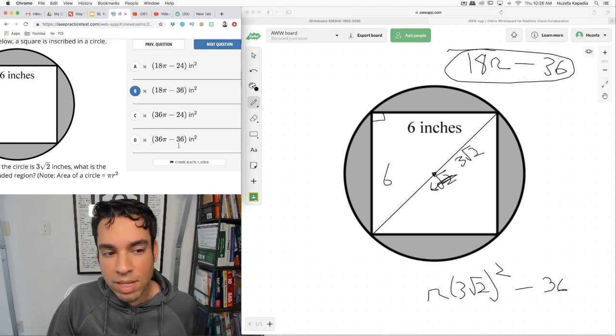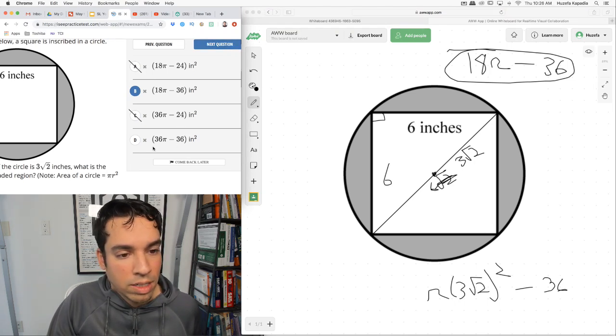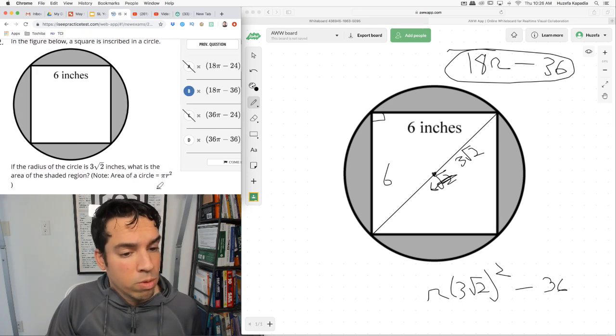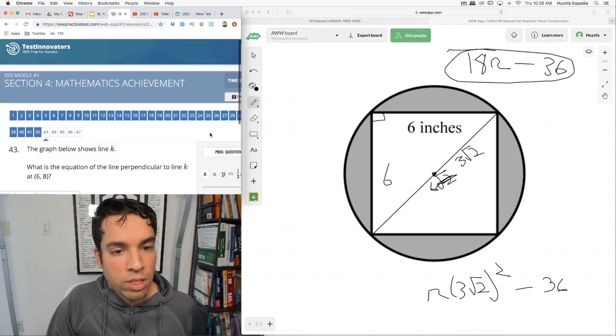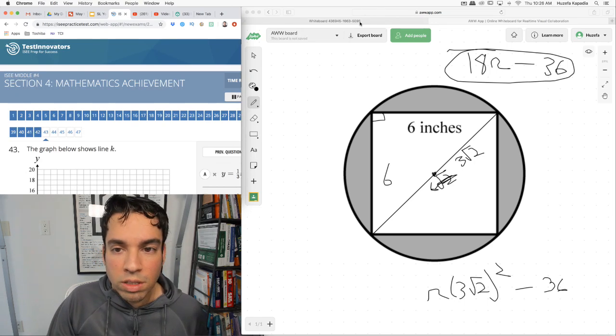So we already know 36 has to be there, so you could easily eliminate C and A, and then it's between these two. They give you the formula, which is really nice, so take advantage of that formula. As I mentioned, formulas are really good.